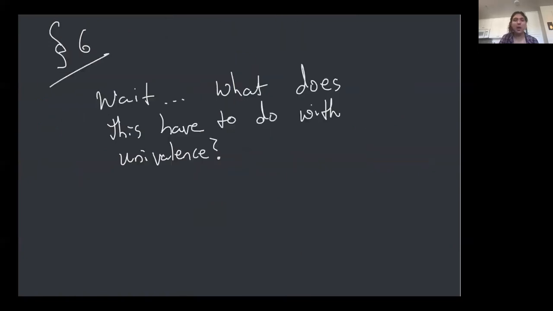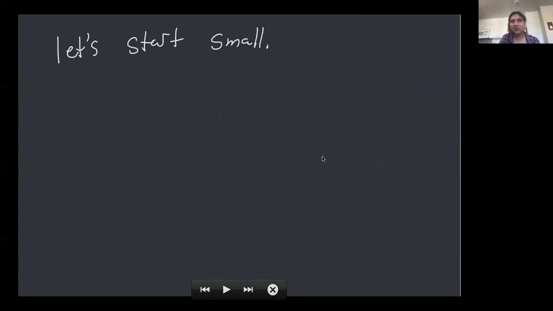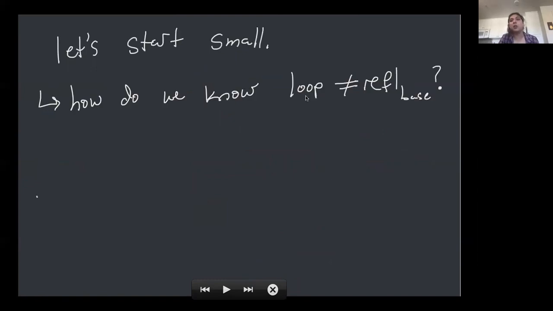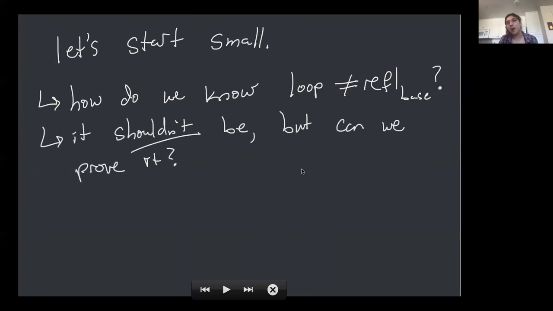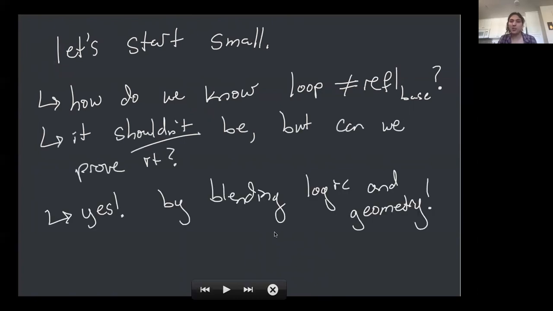Okay, it's not hard. So what does this have to do with univalence? Well, let's start small. How do we know that loop is not REFL? That's an obvious thing that we would like to know. The loop of the circle should not be able to contract down to the do-nothing path. That's the one thing I know about the homotopy type of the circle. So how do we prove this? Well, we can do it, again, as is always the case in homotopy type theory, by blending logic and geometry.